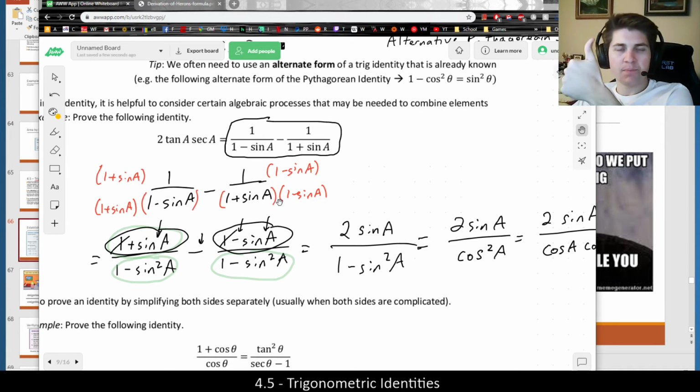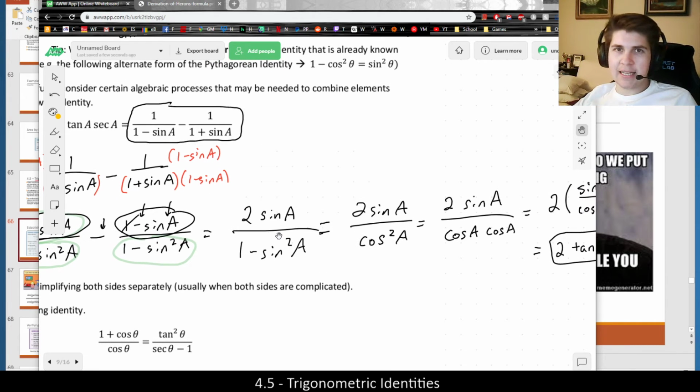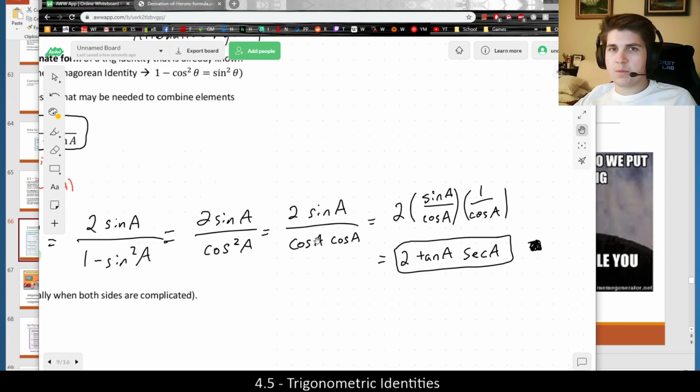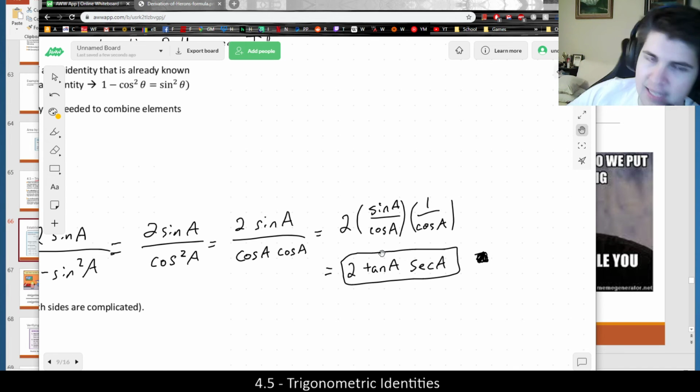Step 1, match the denominator. Step 2, use property of rational expressions, add or subtract across the top. Step 3, apply Pythagorean identity. Step 4, split up the cosine. Step 5, split everything up. Step 6, done. Convert from sines and cosines back into their individual reciprocal functions via reciprocal identities.